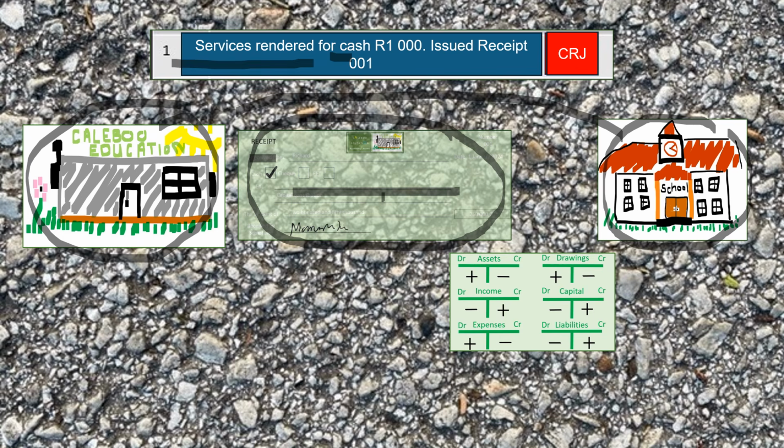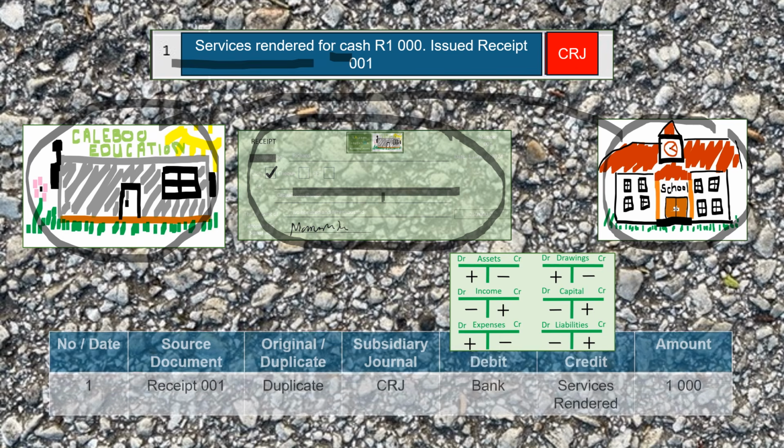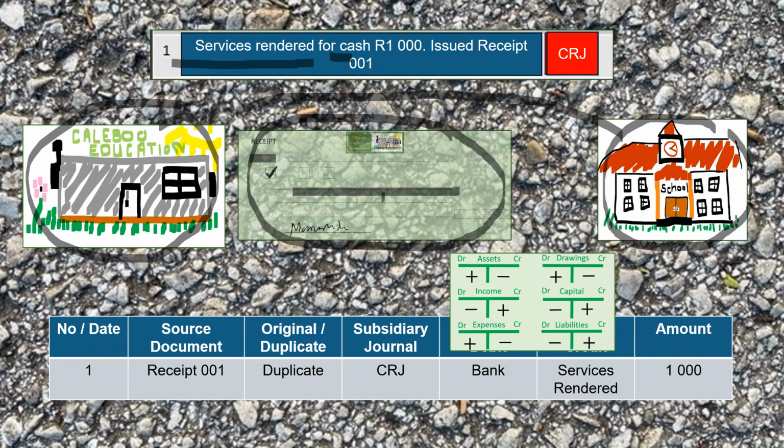Now you'll be required to record this information under the following column headings: number or date, depending on what they give us. So, let's say it is the 1st.